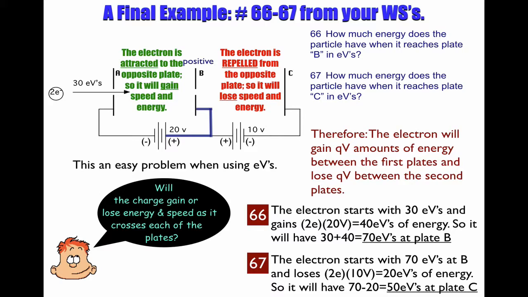So the electron starts with 70. It loses 2 electron charges times EV, or electron size of the charge, times EV. So that's 2 times 10, or 20. So it starts at 70, loses 20. That means it's going to be left with 50 EVs of energy when it reaches plate C.